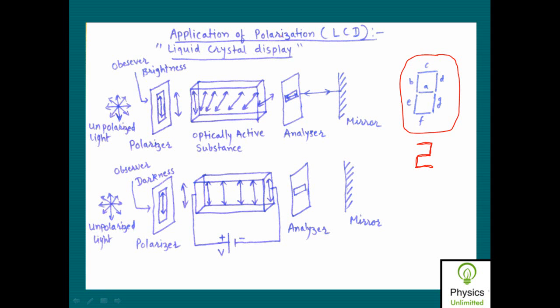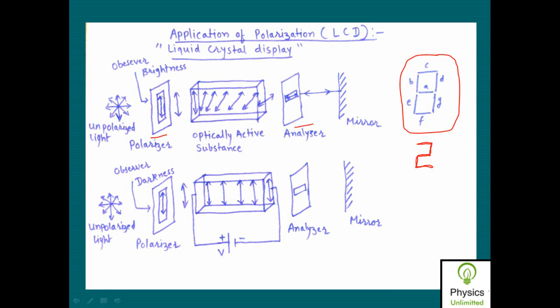So here look at the construction. In order to understand, you can take any tourmaline crystal or nicol prism as polarizer and analyzer. For the sake of simplicity, I have taken here the slits. The first slit is called a polarizer because it is used to produce plane polarized light, while the second slit is called the analyzer.